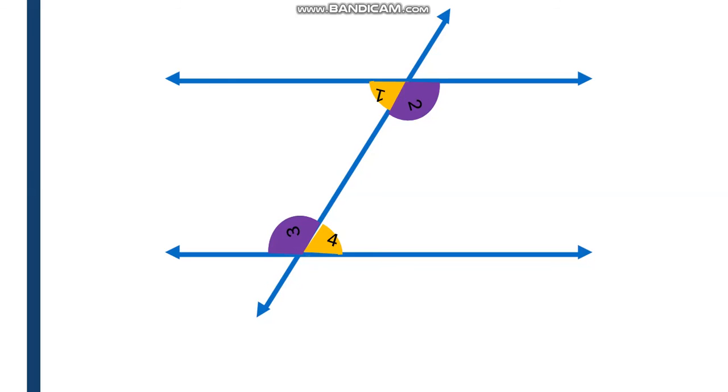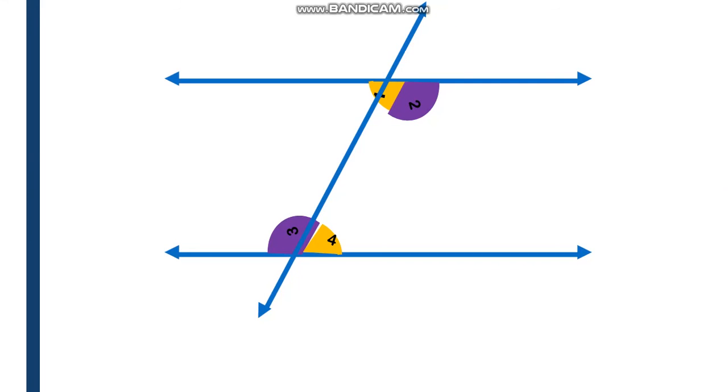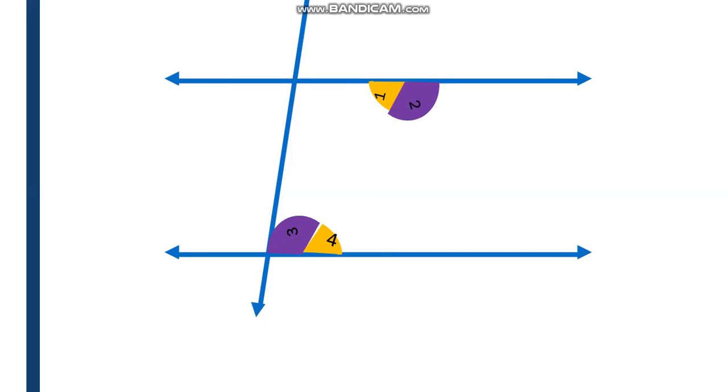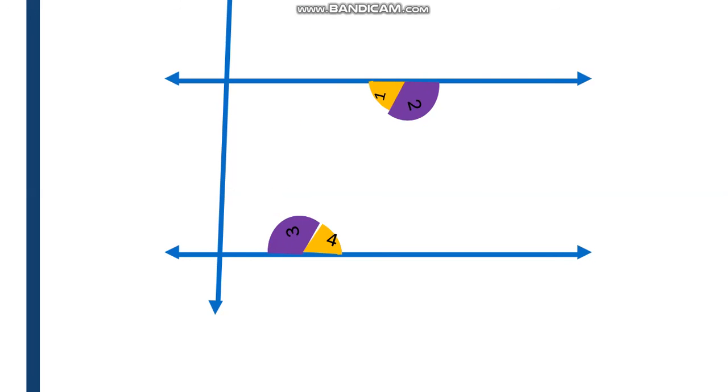Let's look at it. If I push this transversal to the left side, what will happen? I am pushing it to the left side, and left side, and left side. Let's give numbers to these angles, like angle 1, angle 2, angle 3, and angle 4.